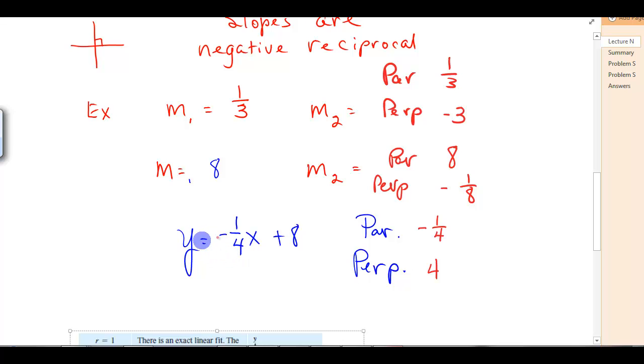Same thing here, y equals negative 1/4 x plus 8. A parallel line to that would have a slope of negative 1/4, which is the same. Perpendicular, flip that, you get 4/1, make it positive.